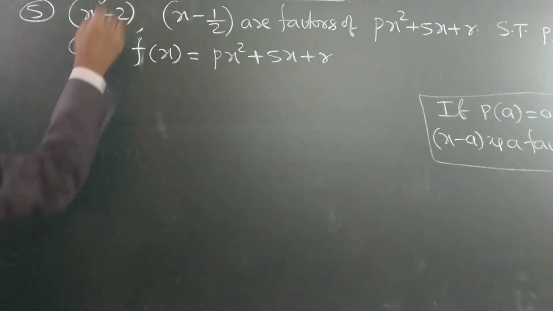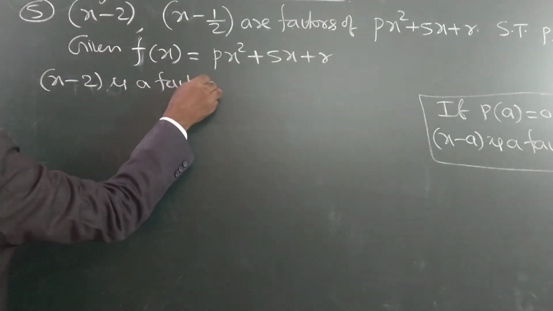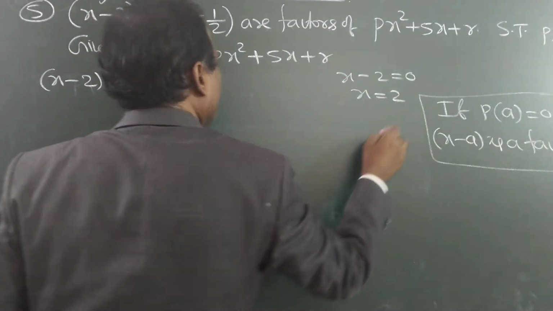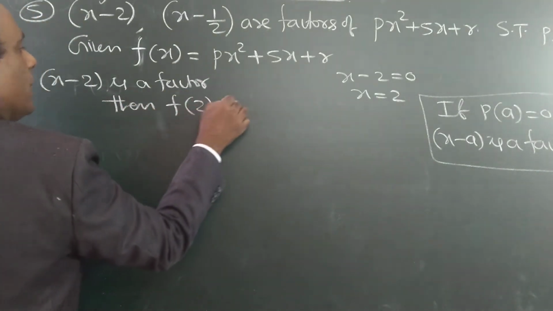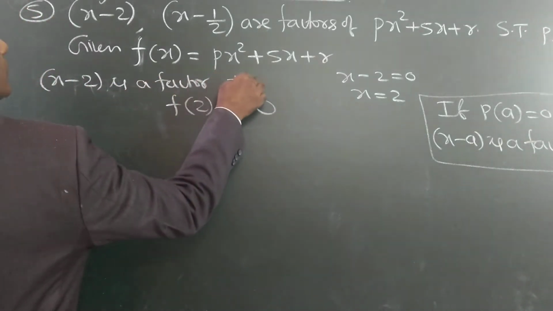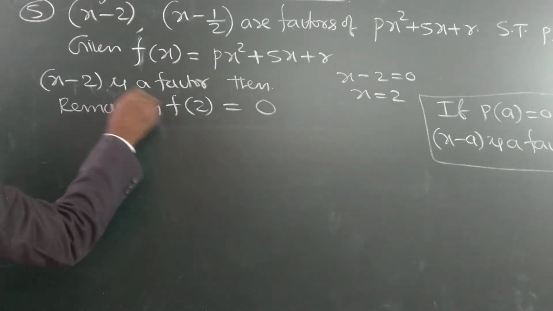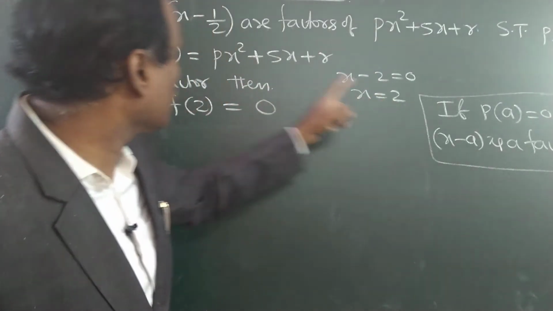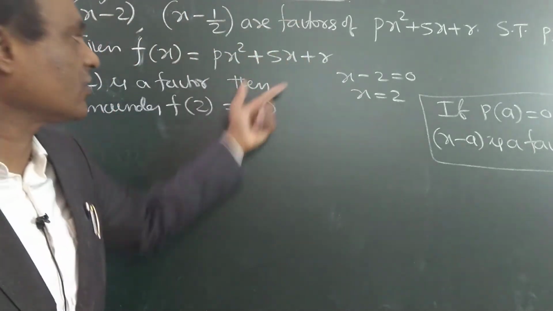So what happened? x minus 2 is a factor. x minus 2 is a factor means x is equal to how much? 2. Factor means the remainder should be 0. Factor means x minus 2 is a factor, so x is equal to 2 we have to take. Our answer should be 0 because it is already given that it is a factor.